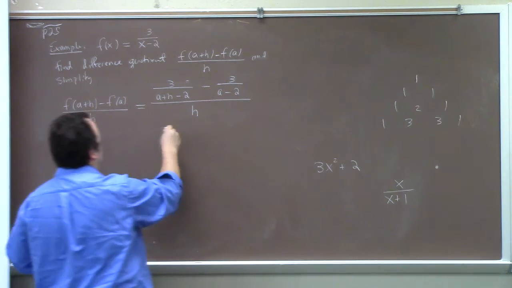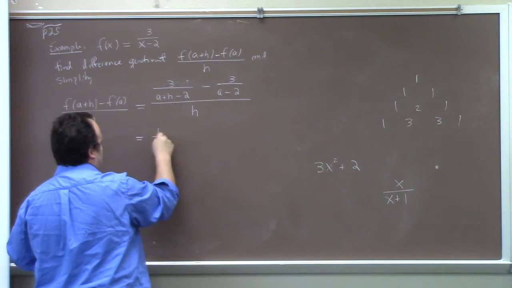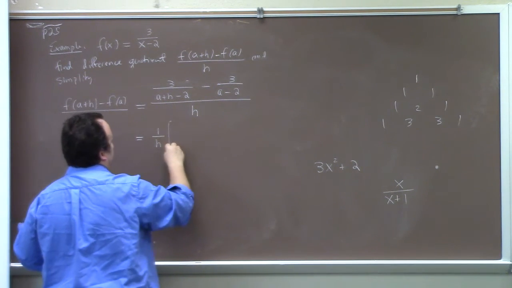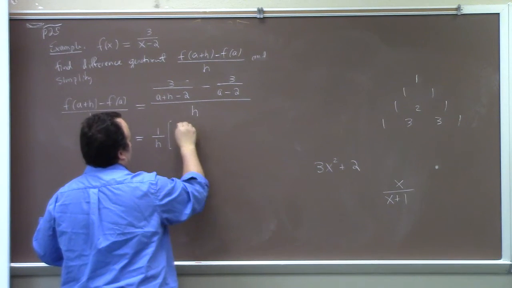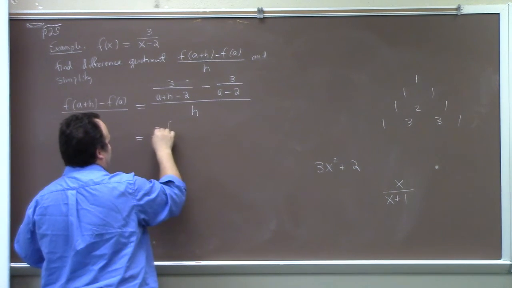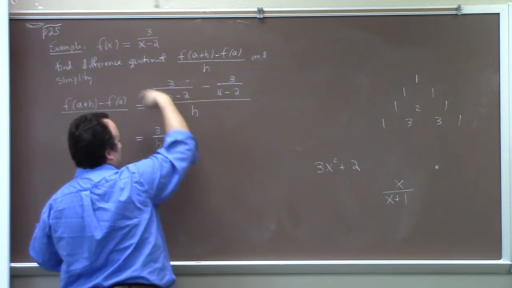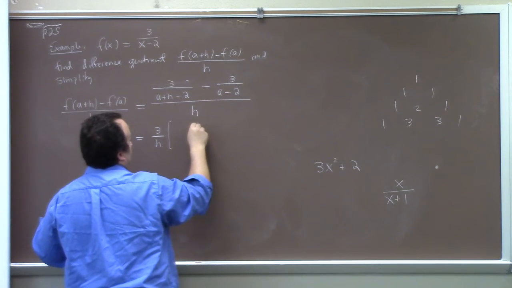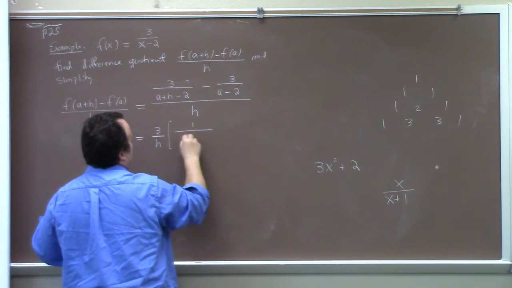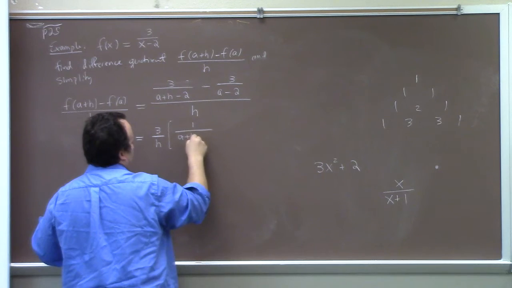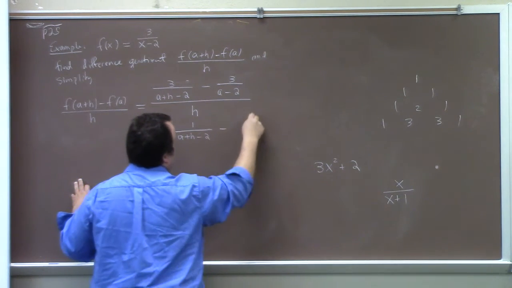So the next thing I would do is write the 1 over h out front, just to get it out of the way. And I pull the 3 out too, because why not? So 3 over h, and I'll rewrite what we're facing: 1 over a plus h minus 2, minus 1 over a minus 2.